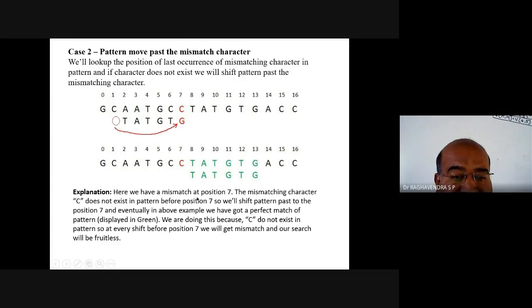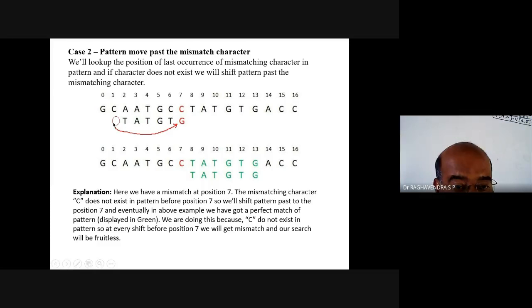So the mismatching character C does not exist in the pattern before position 7. This mismatch occurs because of the occurrence of C in the text. Now what we have to do is search for this C in the pattern. But the thing is, C is not at all present in the pattern.